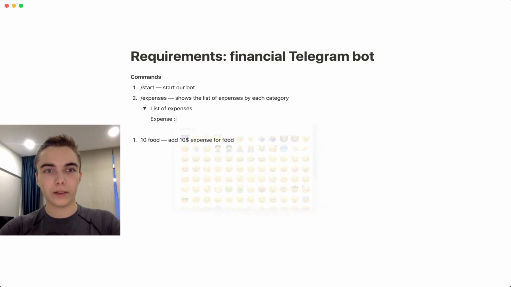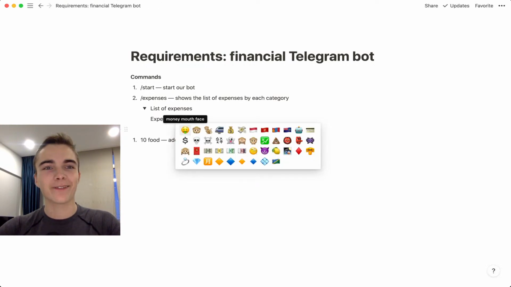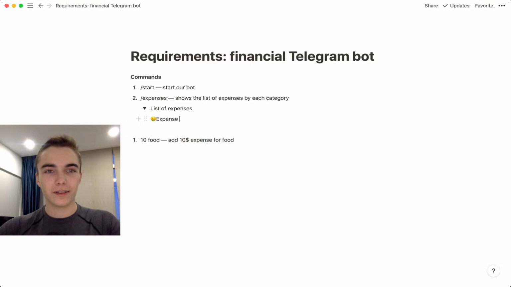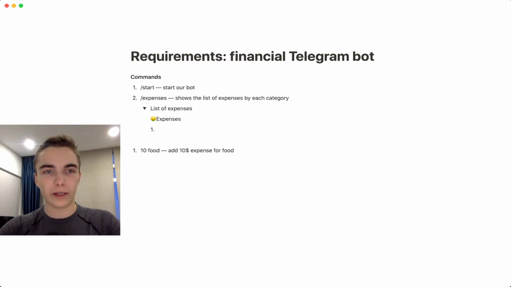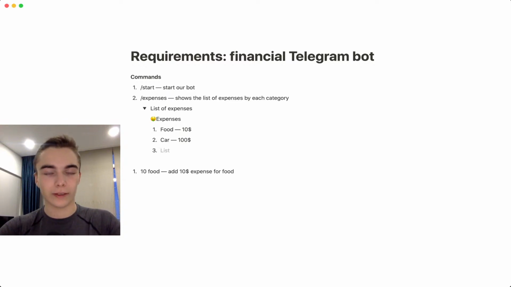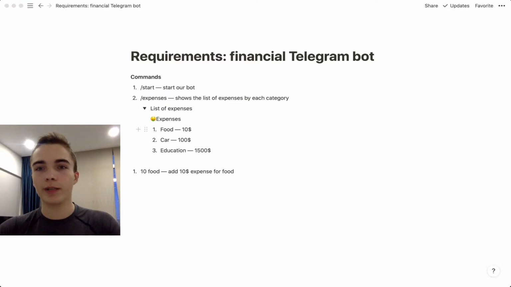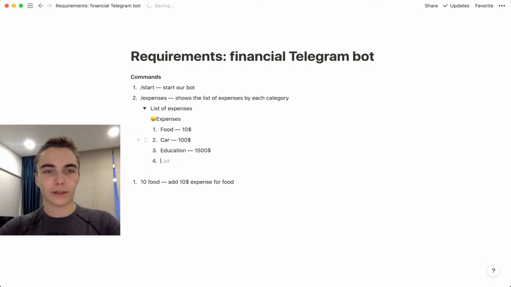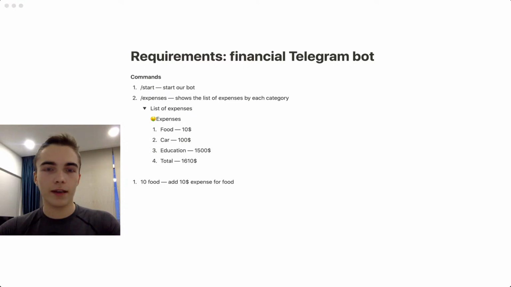Can we put icons here? Yeah, we can. Like money. I don't know. Yeah, kind of like that. And we will have, you know, food, and let's say, I don't know, car, and we're gonna have education. Yeah, we're gonna spend a lot of money on education. Education matters, and probably gonna have a total. Total is going to be this number, and that's it.